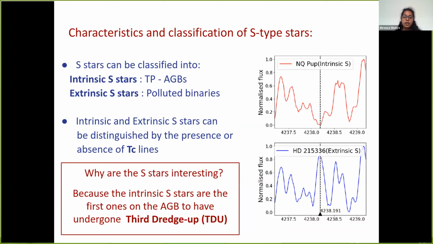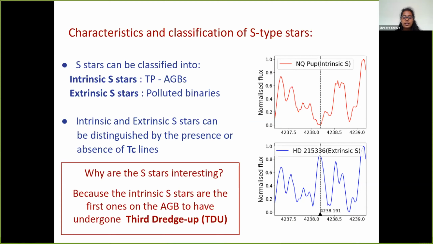So this remained quite a puzzle for a long time, when we saw technetium lines in some S stars, while not in all of them. Until it was realized that S stars come in two flavors, the intrinsic and the extrinsic stars. The intrinsic stars, as the name suggests, are intrinsically producing the S process elements themselves. They are genuine thermally pulsing AGB stars producing the S process elements and also technetium. And the extrinsic S stars are polluted binaries. They owe their S process element abundances to a previous binary interaction with a former AGB companion, which has now evolved into a white dwarf.